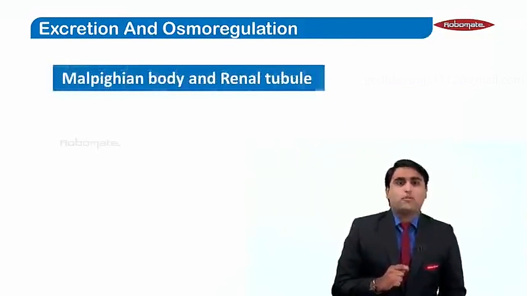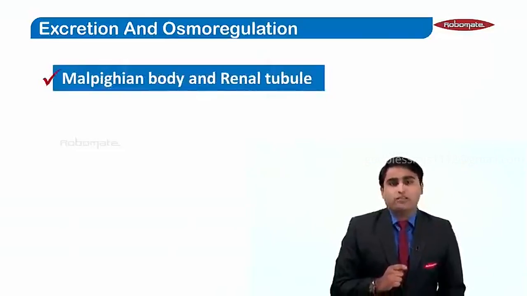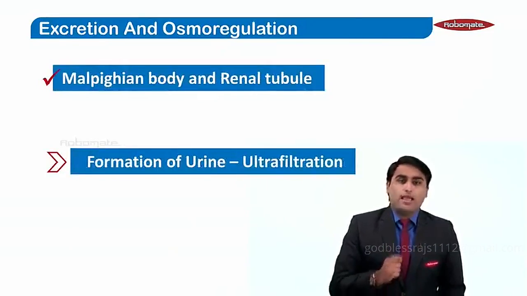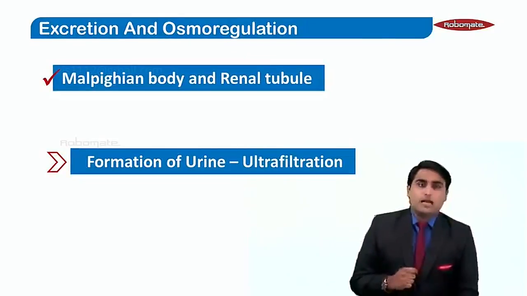So that was all about the Malpighian body and renal tubule. In the next module we will study the formation of urine, and the first step of the formation of urine is ultrafiltration.